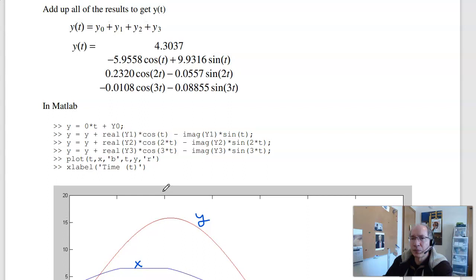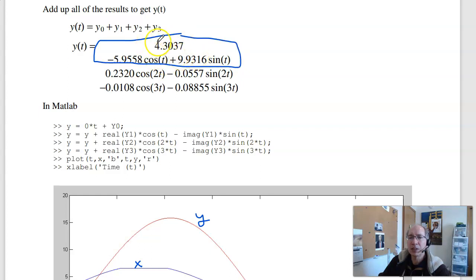Now one caveat. With Fourier series, you might think you have to go out to infinity. In theory, yes you do. In practice, no you don't. And you see that here. The output primarily just contains 2 terms. If I just included these 2 terms, the DC and the first harmonic, that'd be a pretty good approximation.